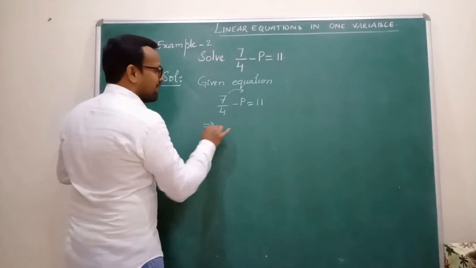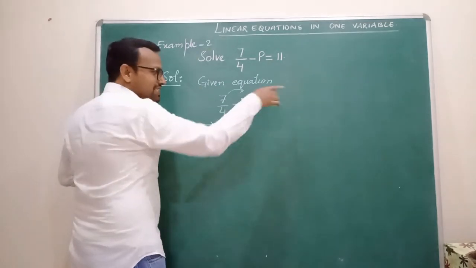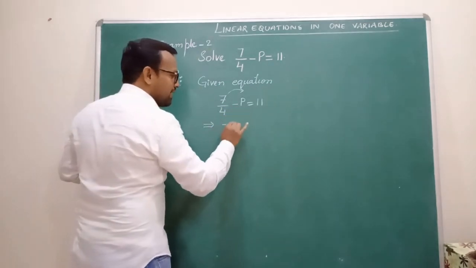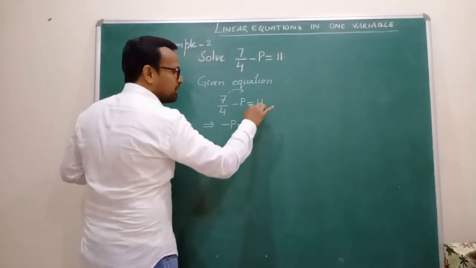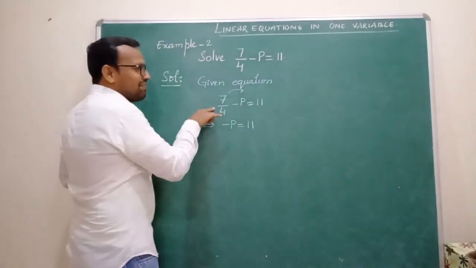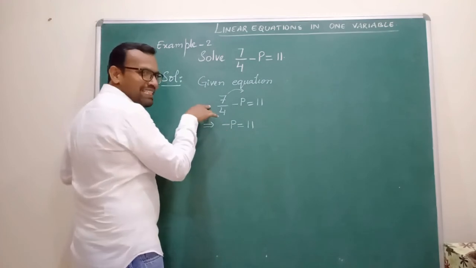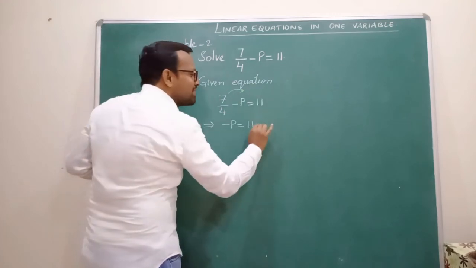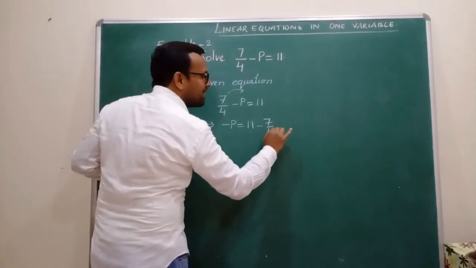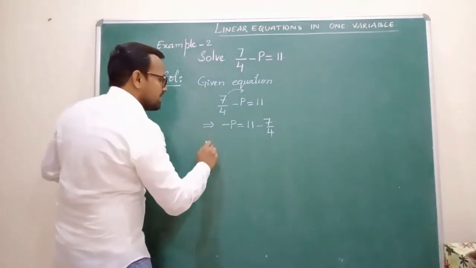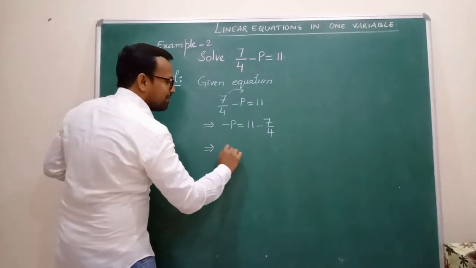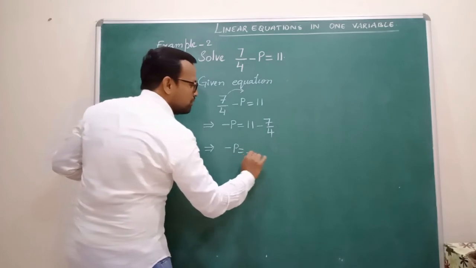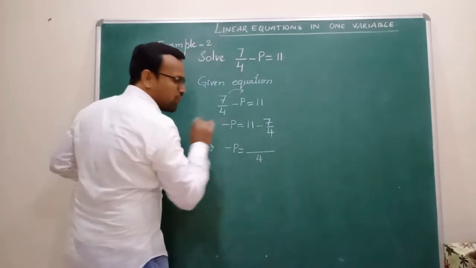So the step will be here. 7 by 4 is going that side. Minus p is equal to 11. Plus 7 by 4, on the other side it becomes minus 7 by 4. Let us simplify further. Minus p is equal to, here the LCM is 4.